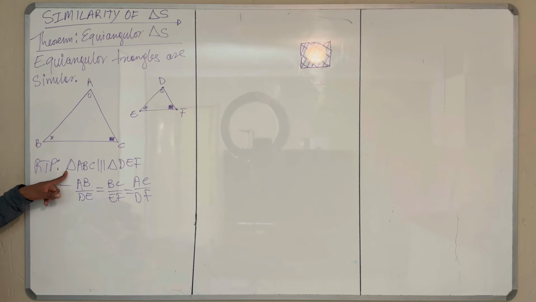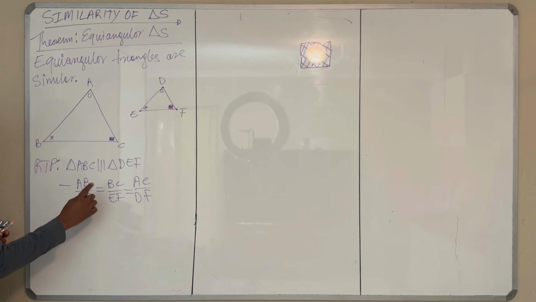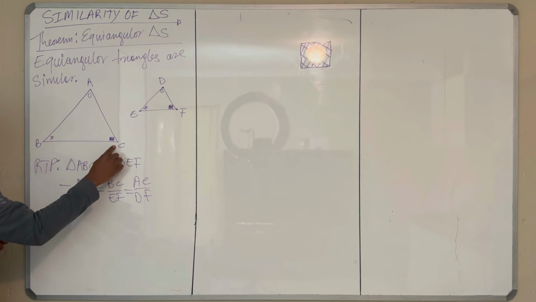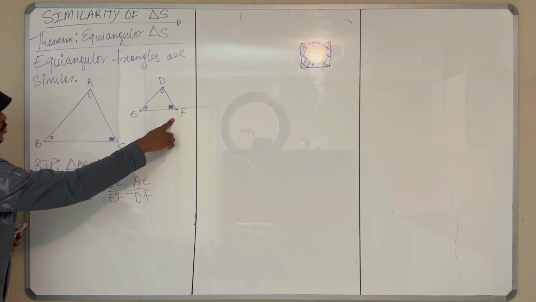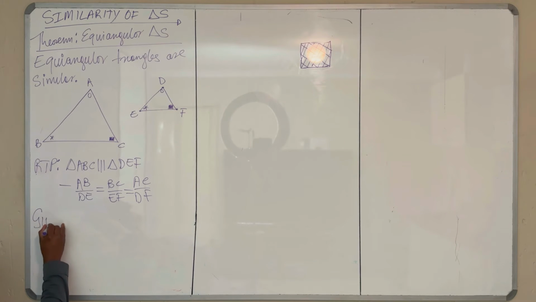Are you following? Yes. Okay. So you must show that AB over DE is equal to BC over EF, which is equal to AC over DF. That's what we need to do. So this is what we want to prove. But what are we given? What do we know?